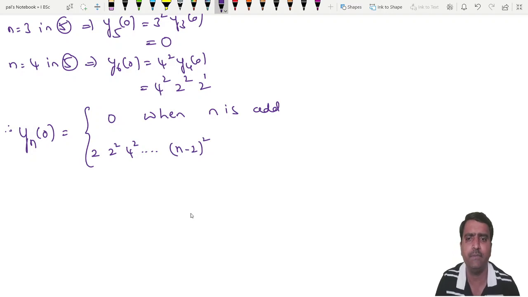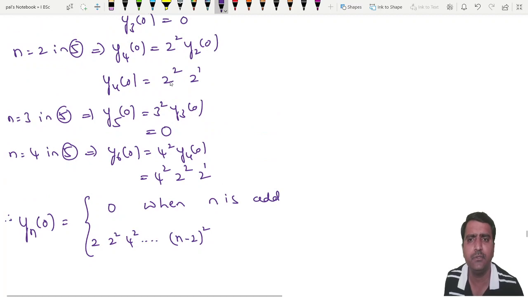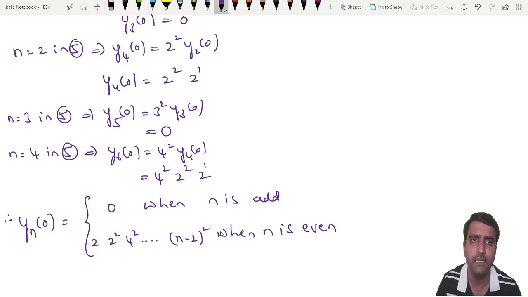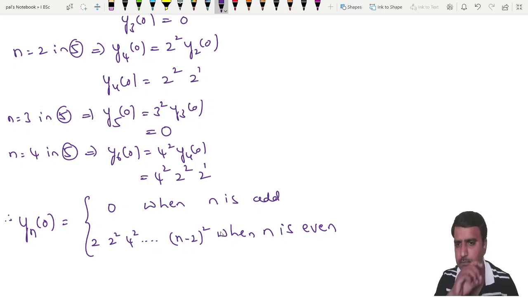Why does it end at n minus 2 square? Look here, when it is 4, that is y4, it ends at 2, 2 square. Here when it is 6, it ends at 4. Similarly, for n, it ends 2 numbers less, that is n minus 2 whole square. It ends at n minus 2 whole square. So this is yn of 0 when n is even, when n is an even number. So like this we can find the value of yn of 0.